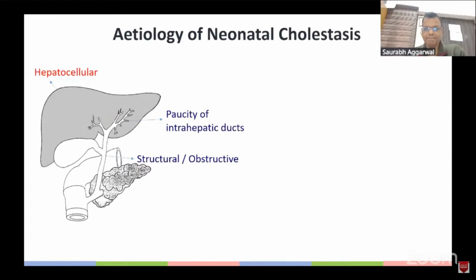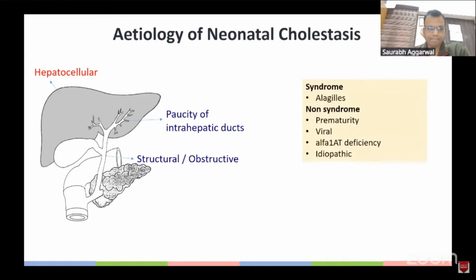What can be the etiology of neonatal cholestasis? The etiology is a very broad spectrum. The pathology may lie within the hepatocytes and within the biliary ductules. The bile ducts may be intrahepatic or extrahepatic. The main pathology which leads to intrahepatic causes is paucity of intrahepatic bile duct, which might be syndromic like Alagille syndrome, or non-syndromic like prematurity, many of the viral causes, alpha-1 antitrypsin deficiency, and some of the idiopathic causes. The extrahepatic causes are structural and obstructive.